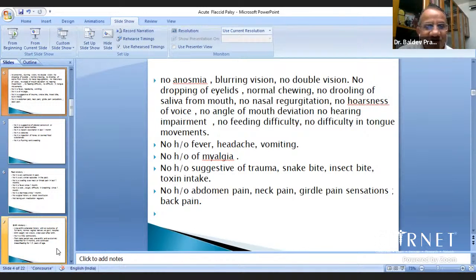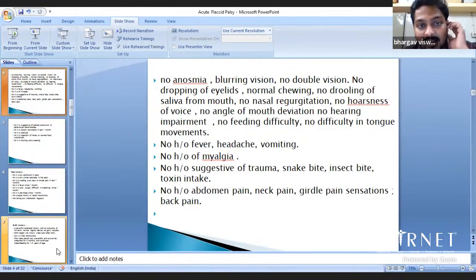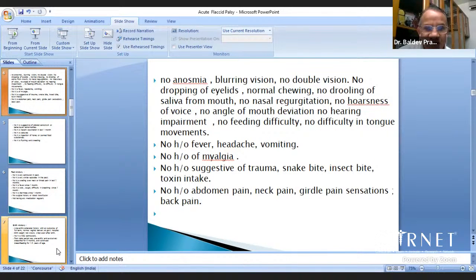Bhargav, what was your idea regarding all these pains? What do you want to convey? Sir, regarding myalgia, I was suspecting the patient might be having acute onset myositis, viral myositis and everything. But pain in abdomen?